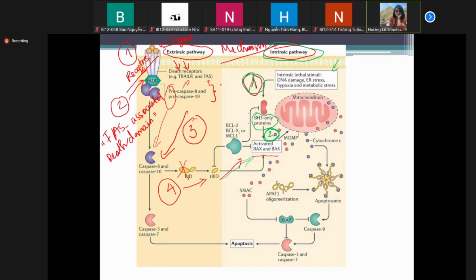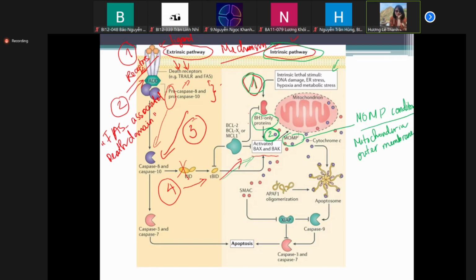You see here the MOMP condition. MOMP stands for mitochondrial outer membrane permeabilization, so it affects the permeability of the mitochondria. Activating BAX and BAK causes this condition, mitochondrial outer membrane permeabilization.